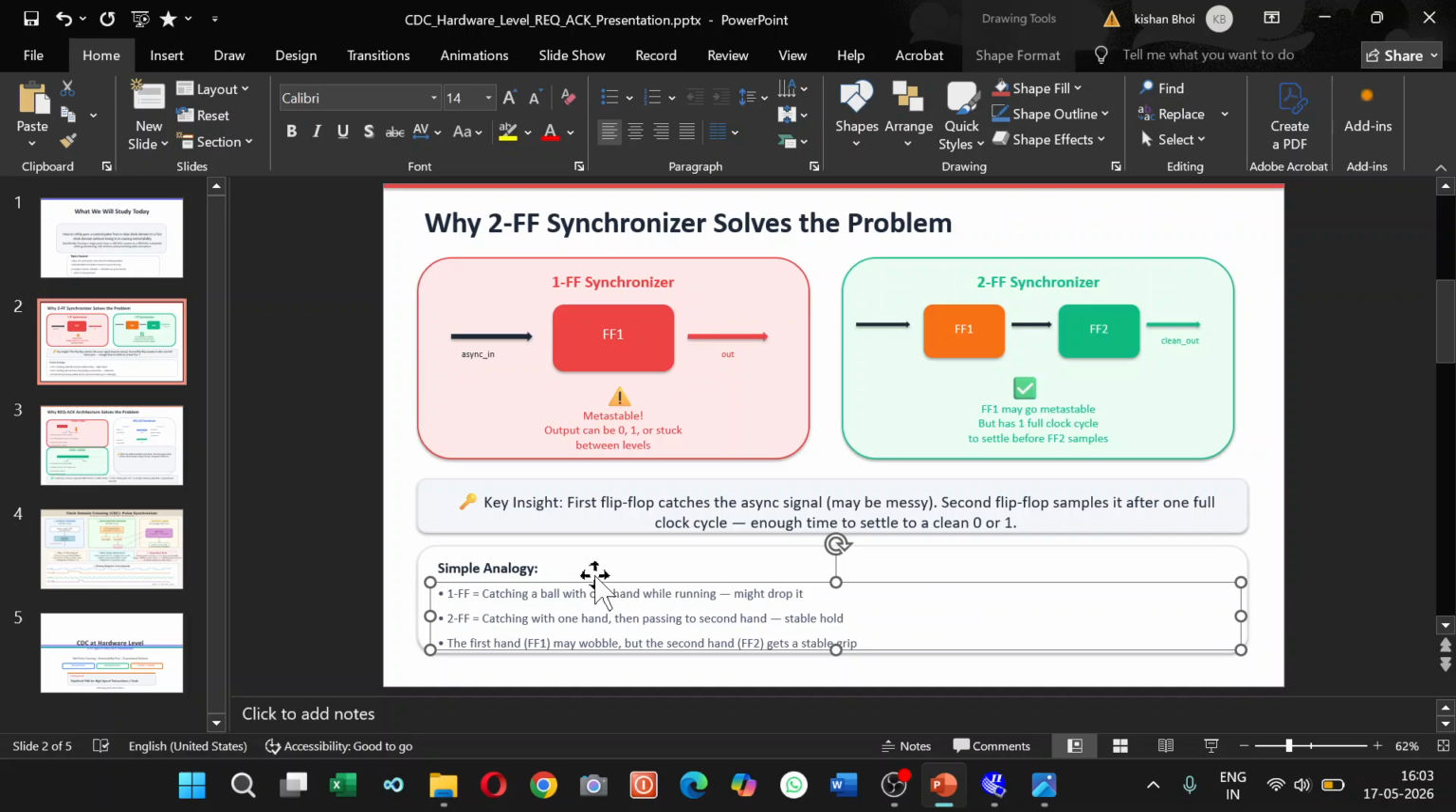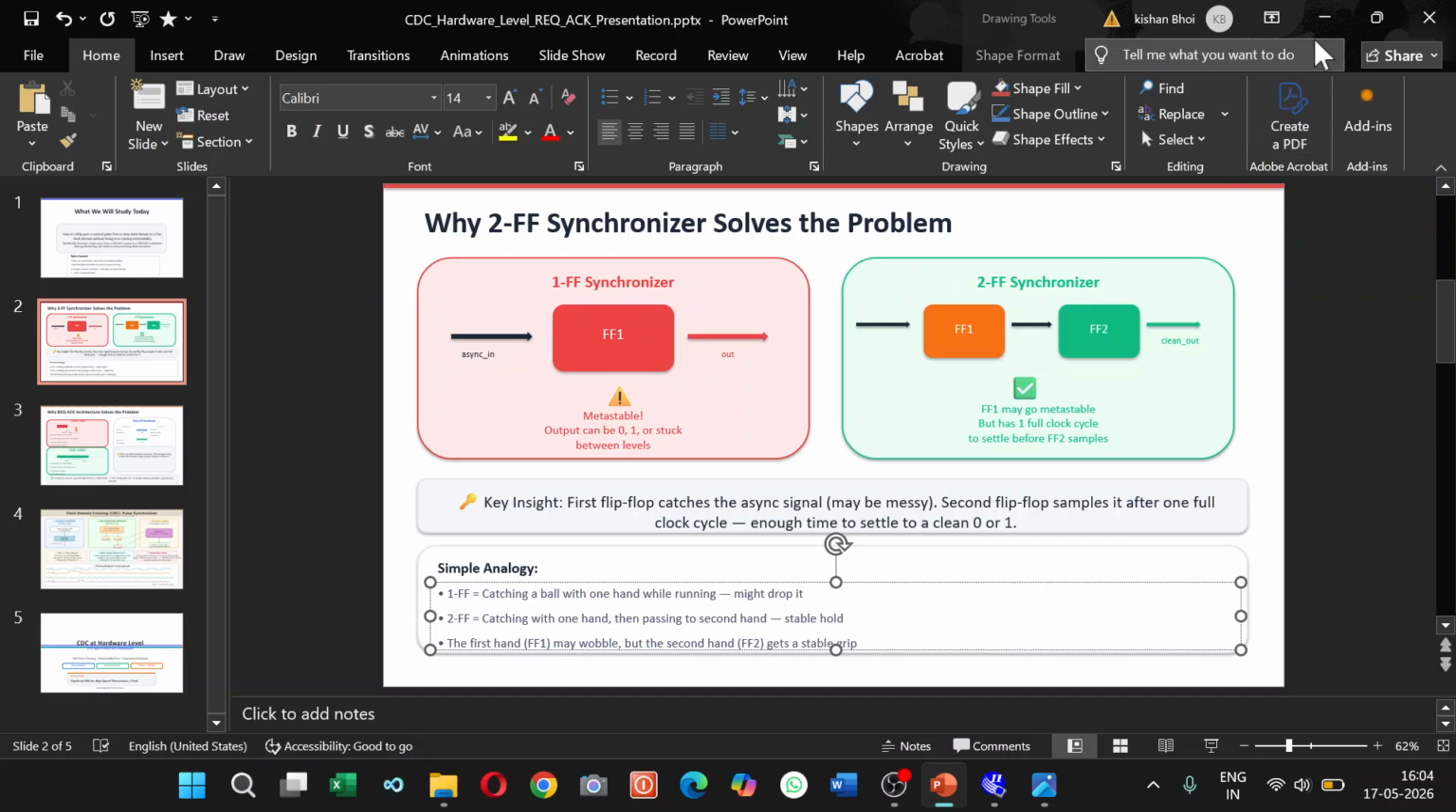You can remember this with a simple analogy: one flip-flop is like catching a ball with one hand while running, and it might drop. Two flip-flops is like catching with one hand and then passing it to the second hand, which is a stable hold. The first hand, flip-flop 1, may fumble, but the second hand, flip-flop 2, gets a stable grip.